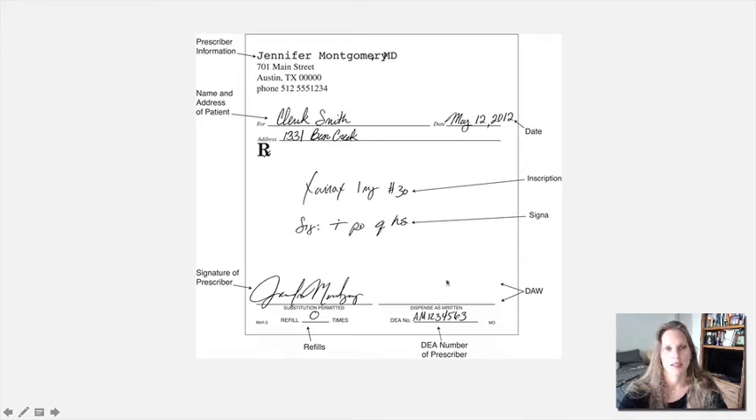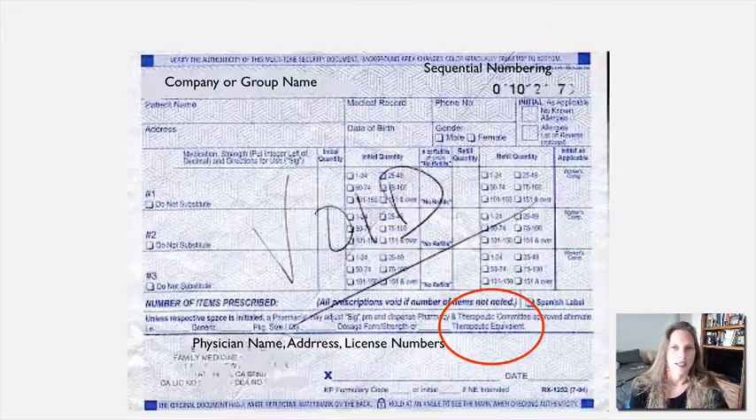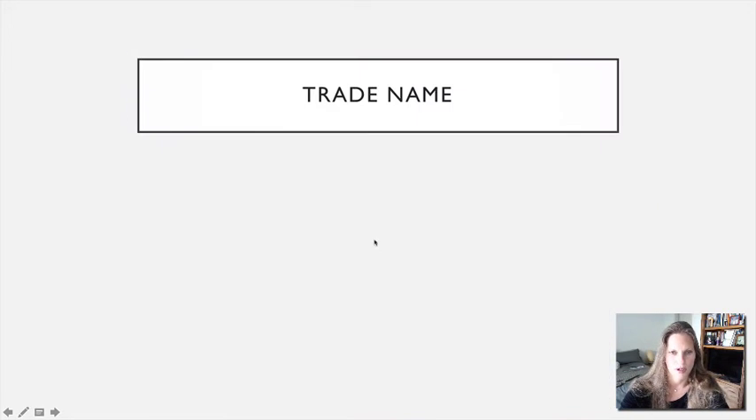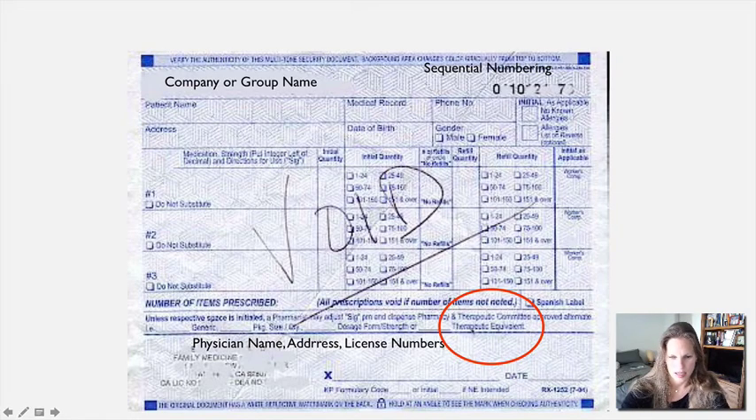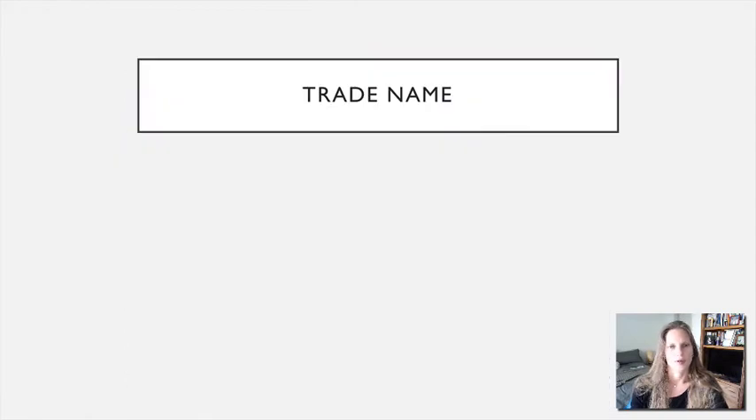And you can see in this particular prescription, these are prescription pads kind of layout, refills, DEA number, etc. But this is kind of what we're talking about here. I think that's good for that. Here's another place. So this is on our watermark form. And here is where it starts talking about a therapeutic equivalent. Okay. So back to names.